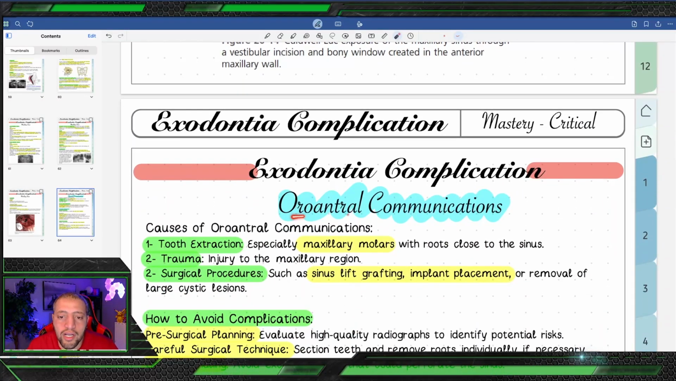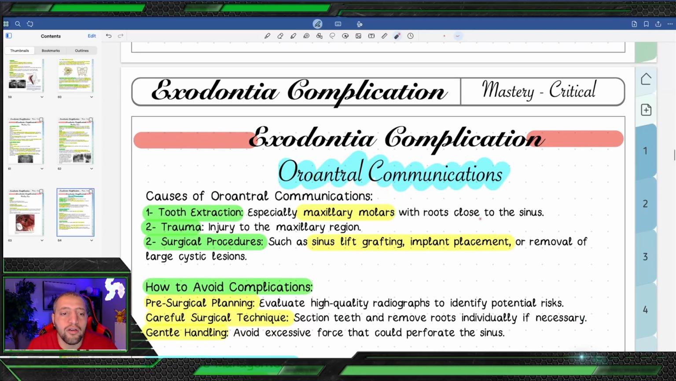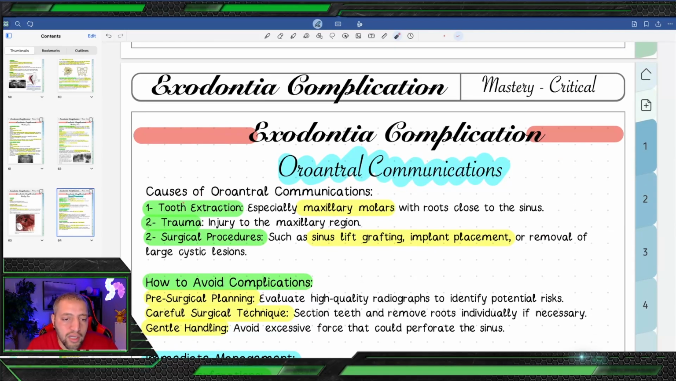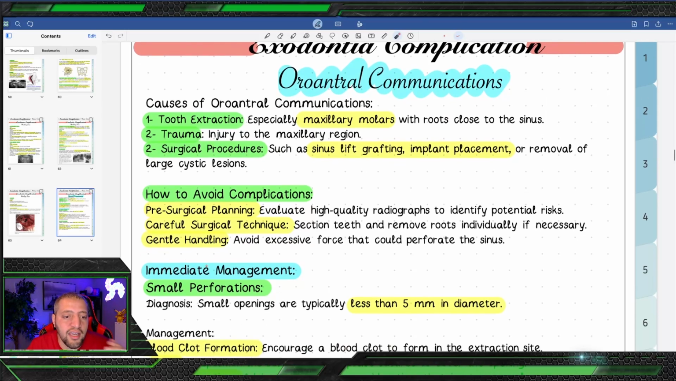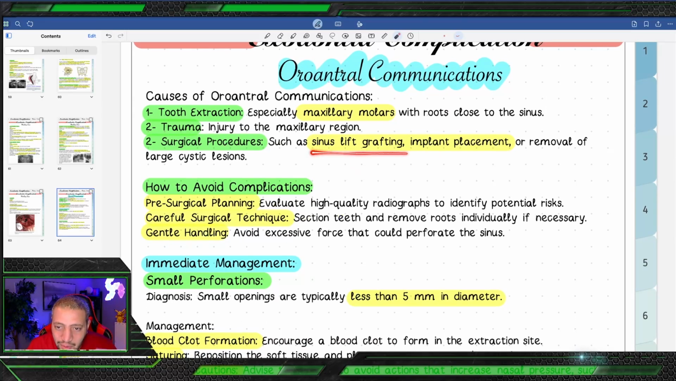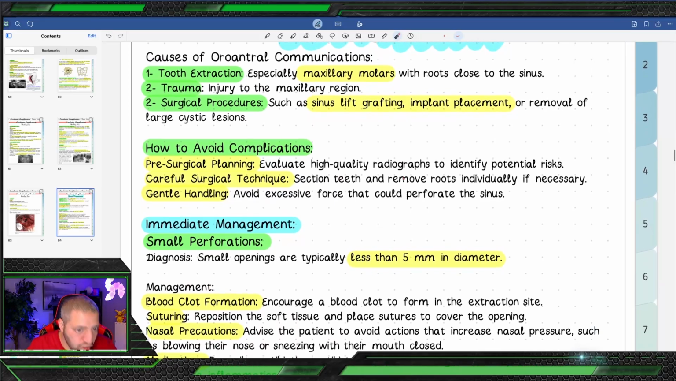Oro means oral cavity, antral is the other name for maxillary sinus, and communication means connection. So the causes of oro-antral communication are tooth extraction, especially of the maxillary molars, or trauma, or a surgical procedure when you do sinus lifting and boom, you have the implant inside the maxillary sinus now. How to avoid it? Pre-surgical planning: you take an x-ray and you use careful surgical technique and gentle handling, specifically when you do sinus lifting. Okay.